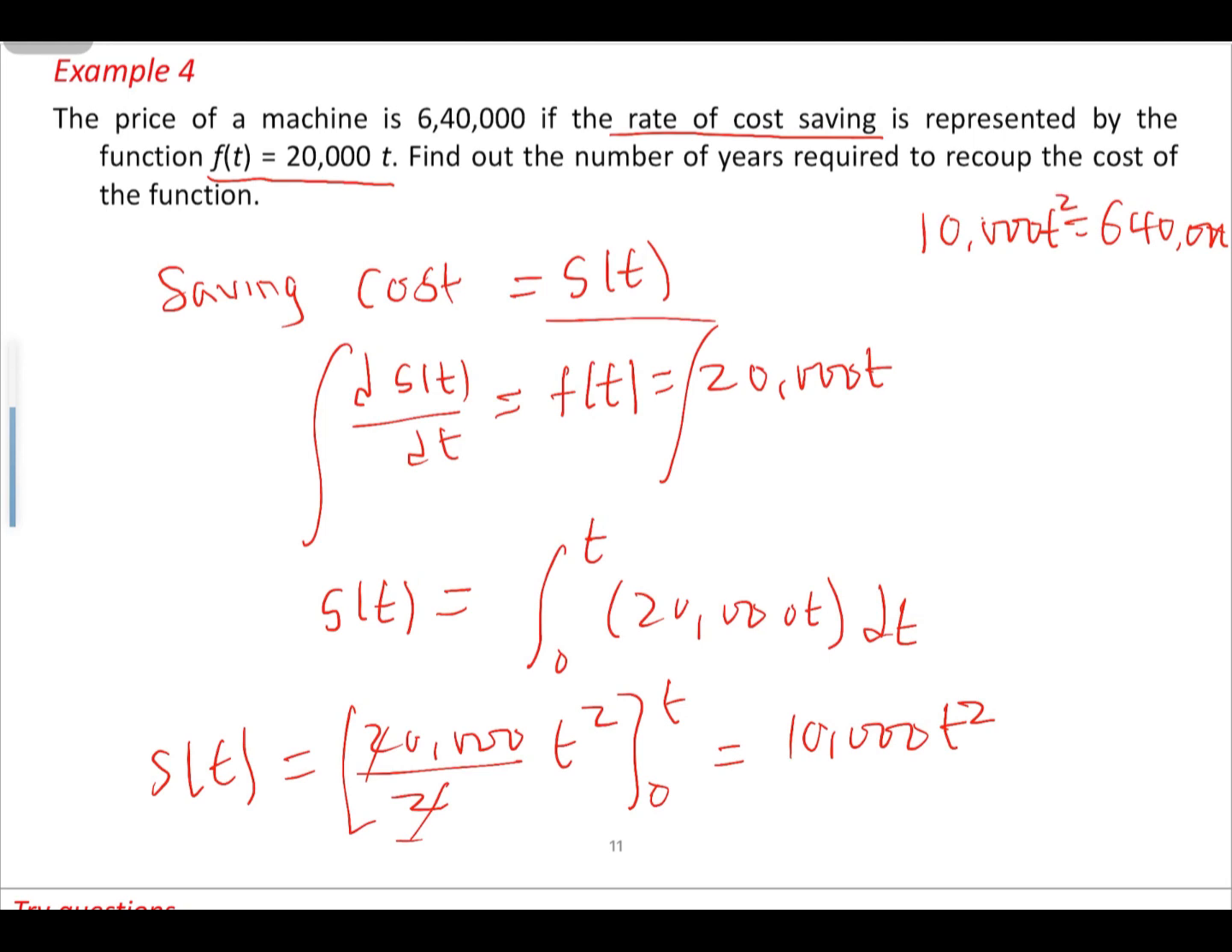So at the end of the day, we are going to get t squared equal to, we divide both sides by 10,000, and we are going to get t squared equal to 64. And finding the square root of both sides, you are going to get t equal to 8. So when t equals 8 years, you can recoup the price.